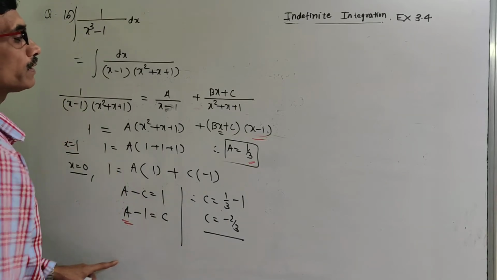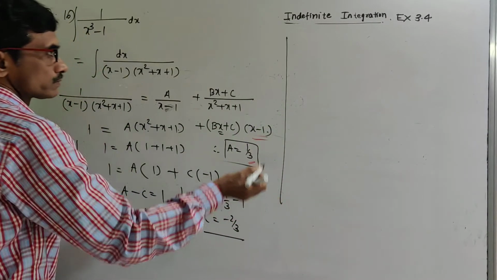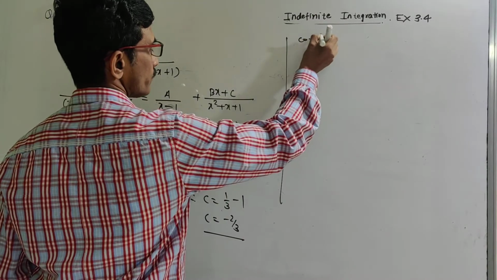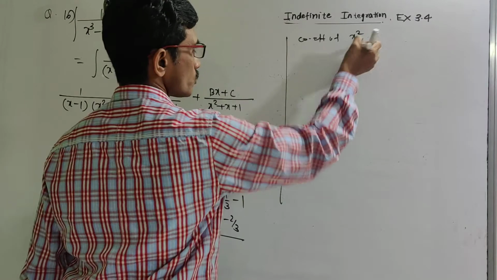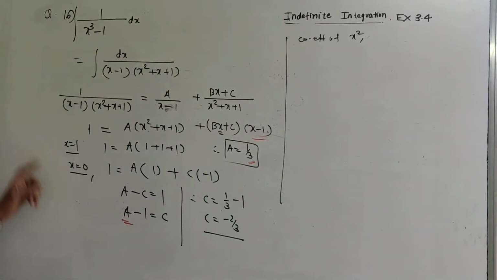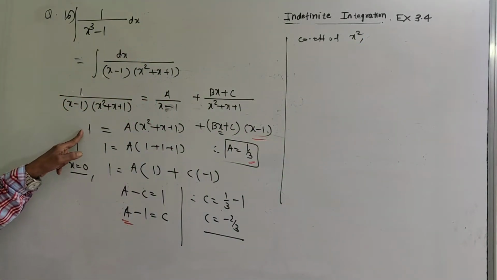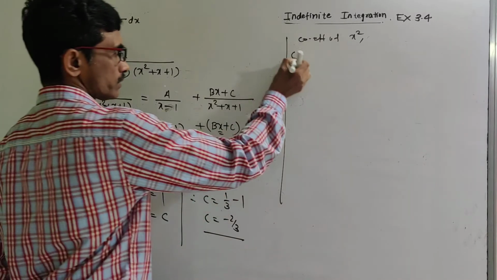Now to find b, equate coefficients of x square from both sides. We equate coefficients of x square from both sides. Here there is no x square term on the left hand side, so its coefficient will be 0.